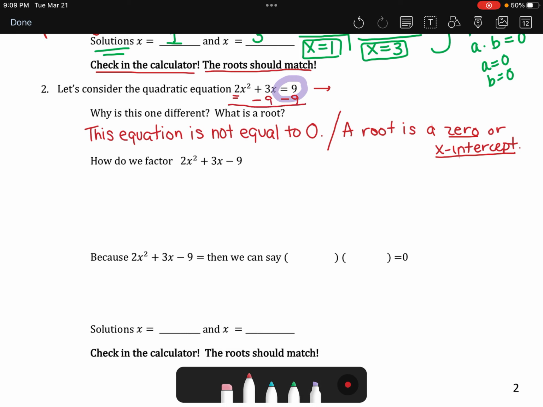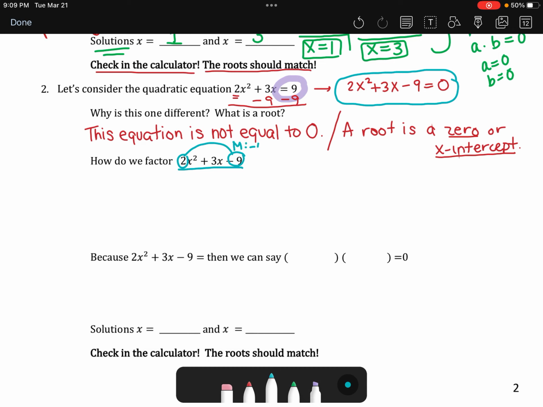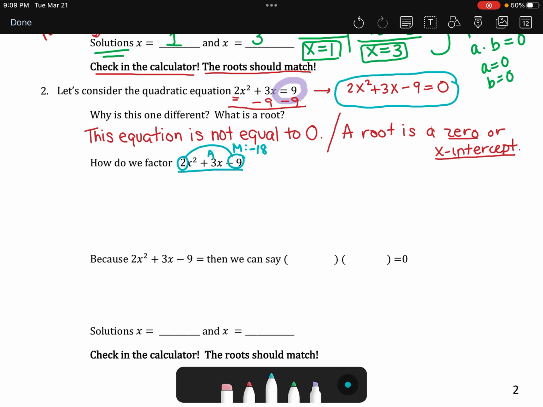And when you do that, you're going to get 2x squared plus 3x minus 9 equals 0. And that's the equation we're going to use to help solve it. So that's the one that we're going to factor. Just like the do now, question number 2, in order to factor it, we have to multiply 2 times negative 9. So we want two numbers that multiply to negative 18 and add to 3.